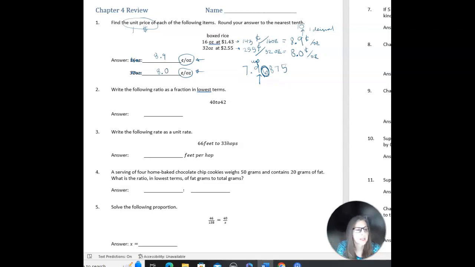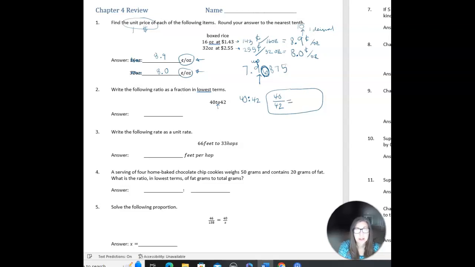Number 2, write the following ratio as a fraction in lowest terms. There are several ways to write a ratio. We can write the word 'to' as they did here, we can put a colon, or we can write it as a fraction. So 40 divided by 42. It says write the following as a fraction, so this is how they want it. They want a fraction, but in lowest terms.